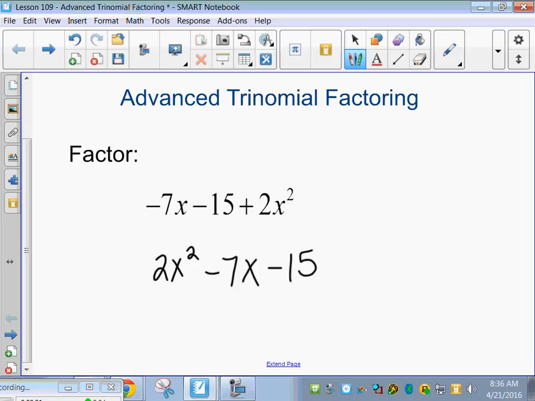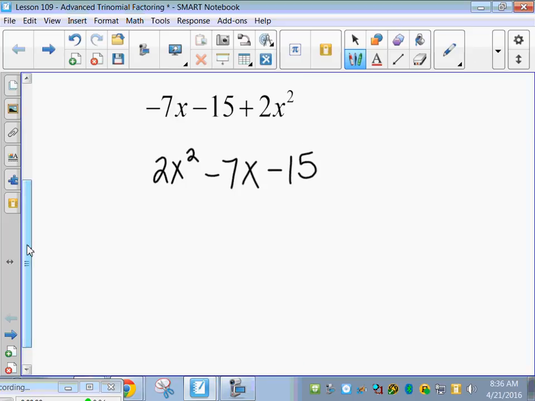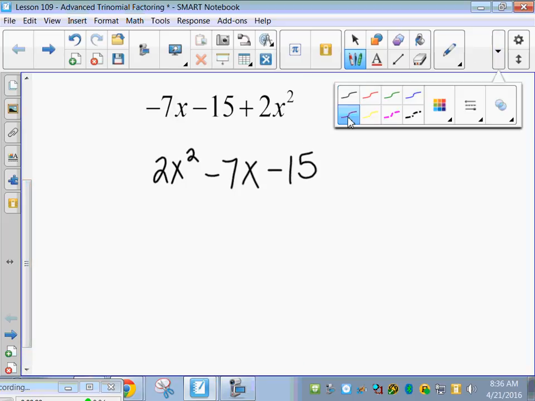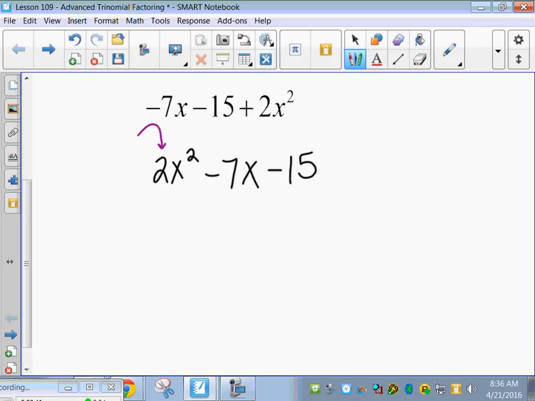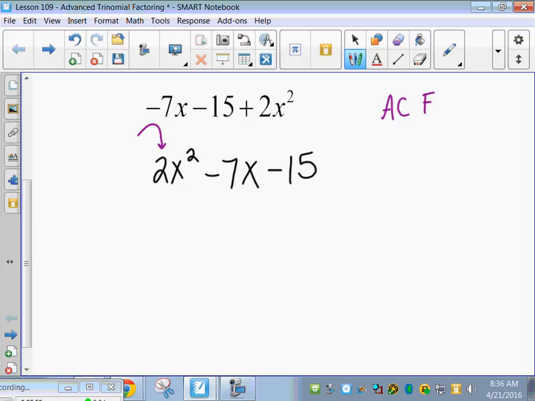How is this different than the other ones we've factored? The other ones we factored have had just a 1 in front of x squared. It's just been 1x squared, and then you can just go straight to what multiplies to this and adds to this. Those are really easy. So now we have any other number besides 1, and we're going to do what I call AC factoring. That's what this is called, AC factoring.